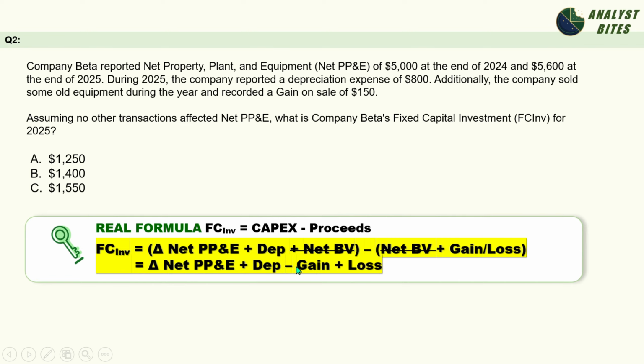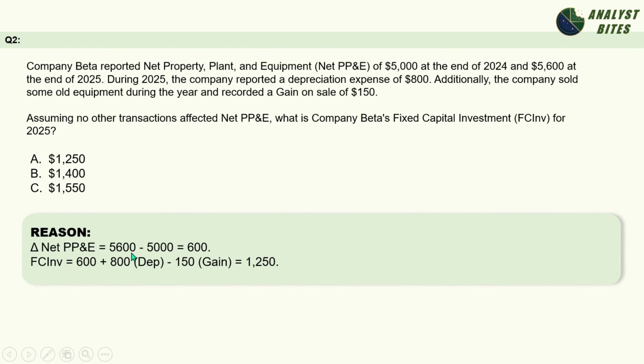Now we can apply the numbers to this formula. The change of net PP&E equals the ending minus the beginning, which is 600. And we add the depreciation expense of 800 and subtract the gain of 150. The final result is 1,250. Option A is the winner.